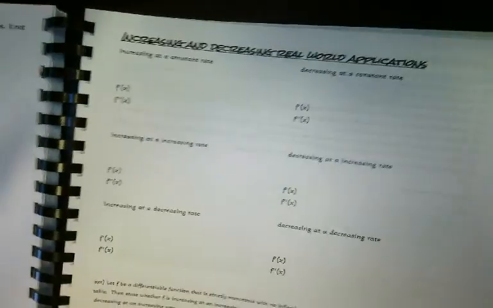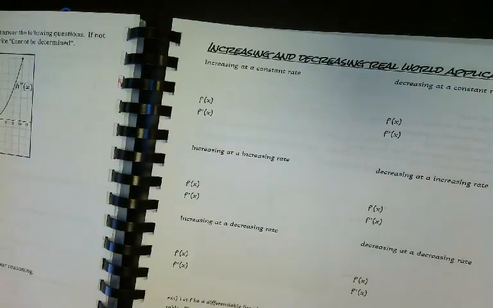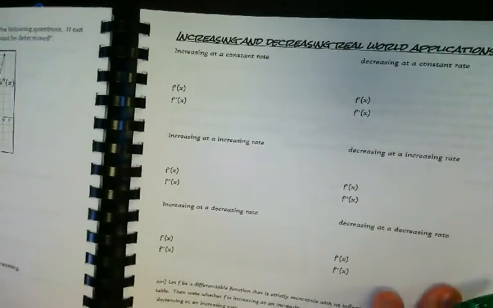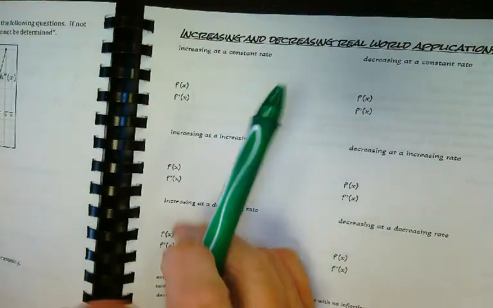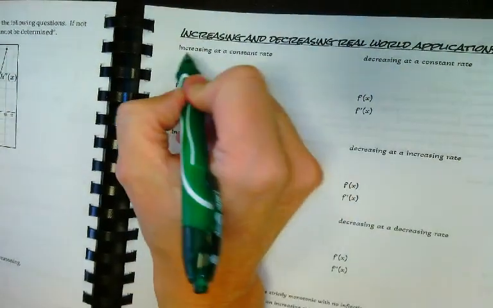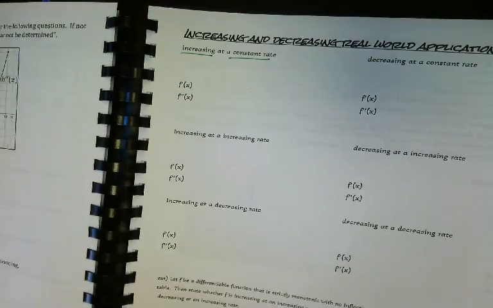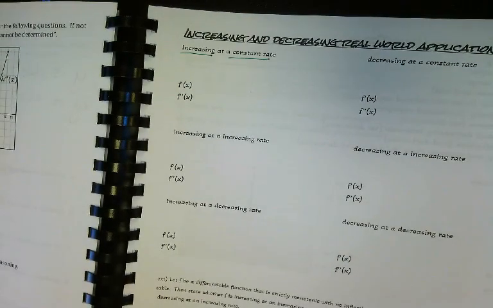All right, page 237. We are on increasing, decreasing, real-world applications. These are common multiple choice questions, specifically when we get down to these tables here. But our goal is to draw a function, and I'll let you take 30 seconds to draw it, that's increasing at a constant rate. Draw a function that's increasing at a constant rate.